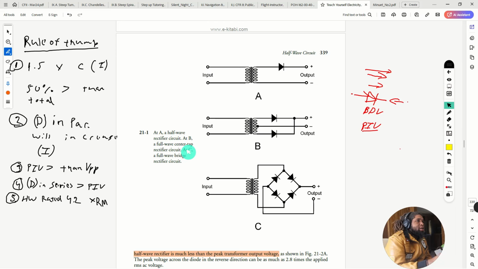What happens here is that your 120 volts here, that's at your input at 60 hertz.